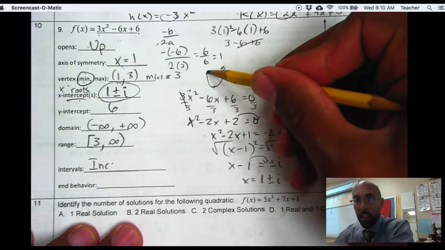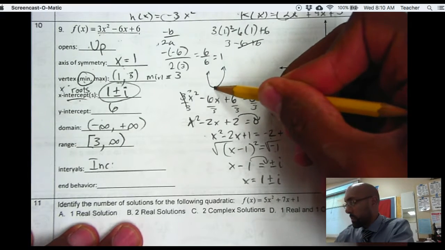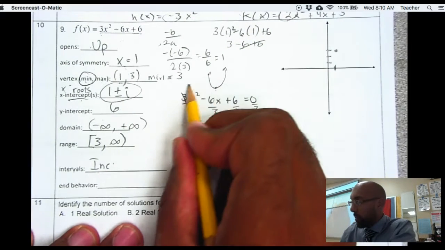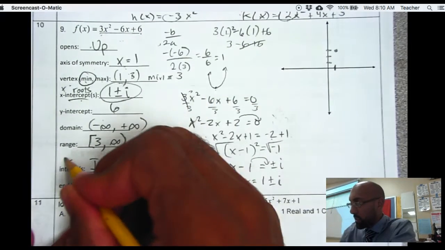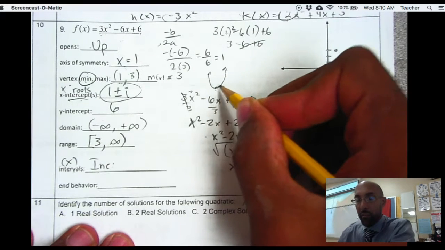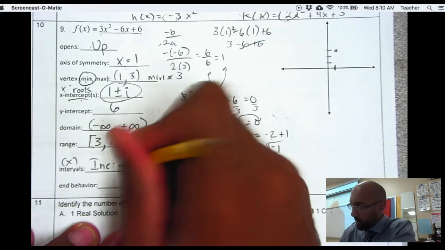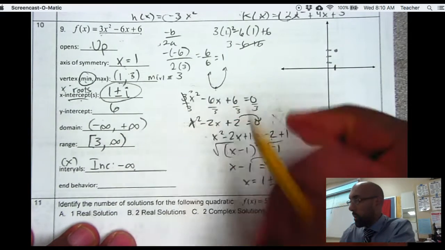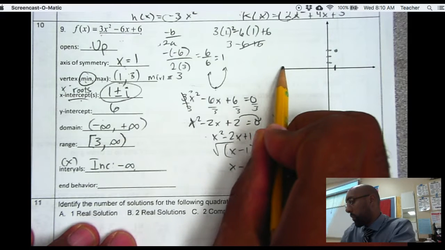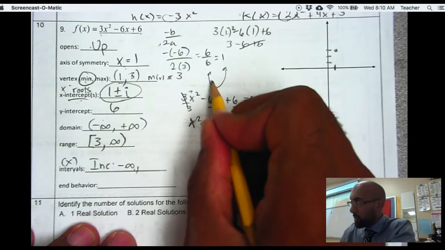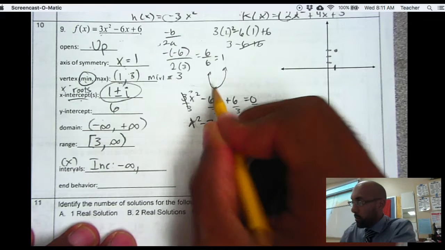So starting from the left, it's decreasing. Okay, so it's going down. Remember, intervals is just the x. So from the left, from negative infinity, it's decreasing. Remember, the negative infinity is applying to the x. So as we come from negative infinity on the x-axis, it's going down. And then that decrease stops right here at the x value of 1.